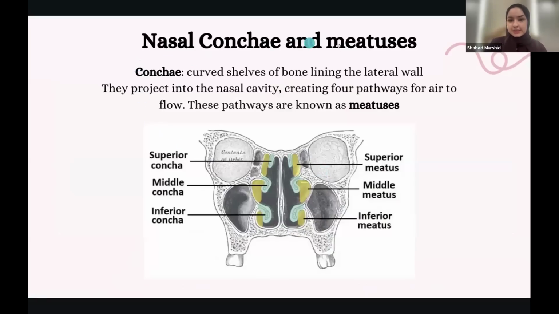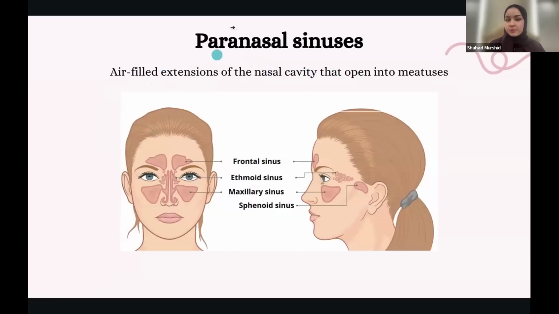Now for nasal concha and meatuses. This is a very high yield concept. Concha are basically projections of bone in your nasal cavity. You have a superior concha, a middle concha, and an inferior concha. Whenever you have a projection, it creates a space below it, which we call a meatus. These spaces are places for air to pass. So you have a superior meatus, then a middle concha, below it a middle meatus, then the inferior concha and inferior meatus. So now let's move on to the concept of paranasal sinuses.